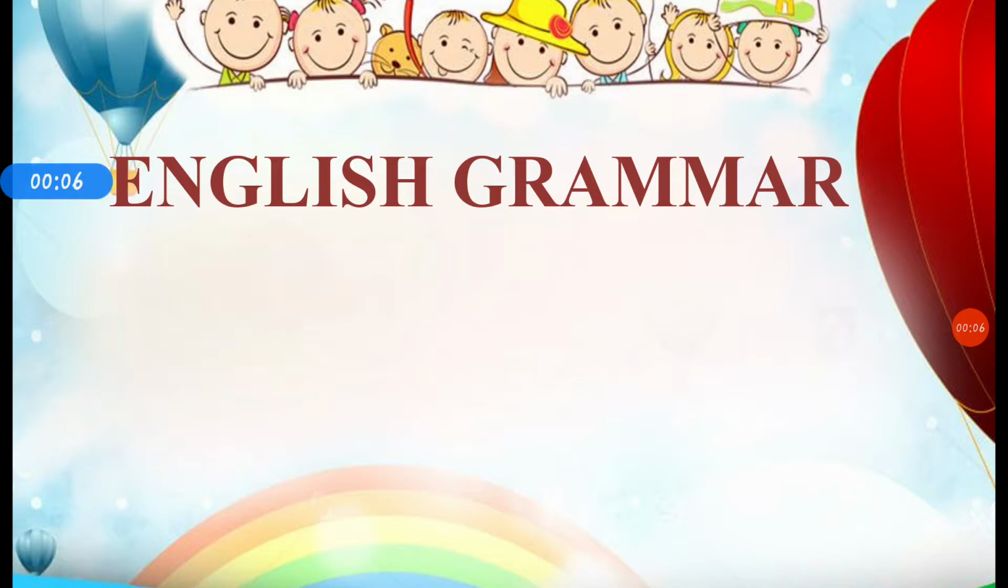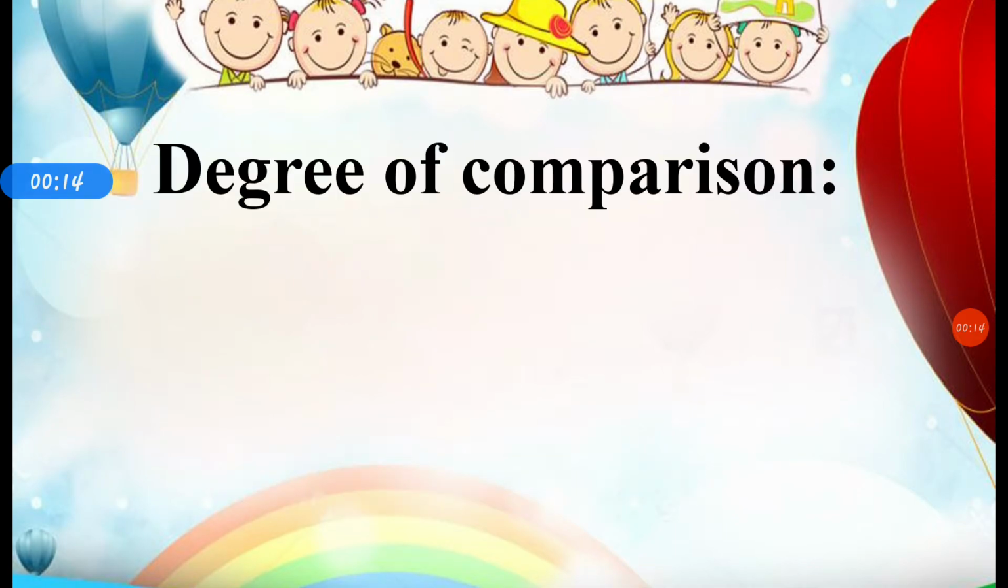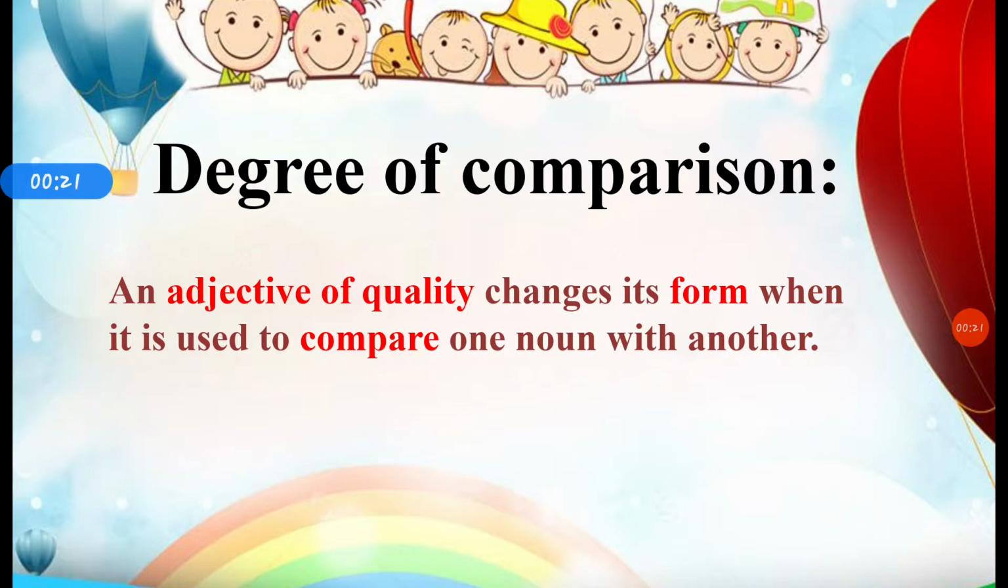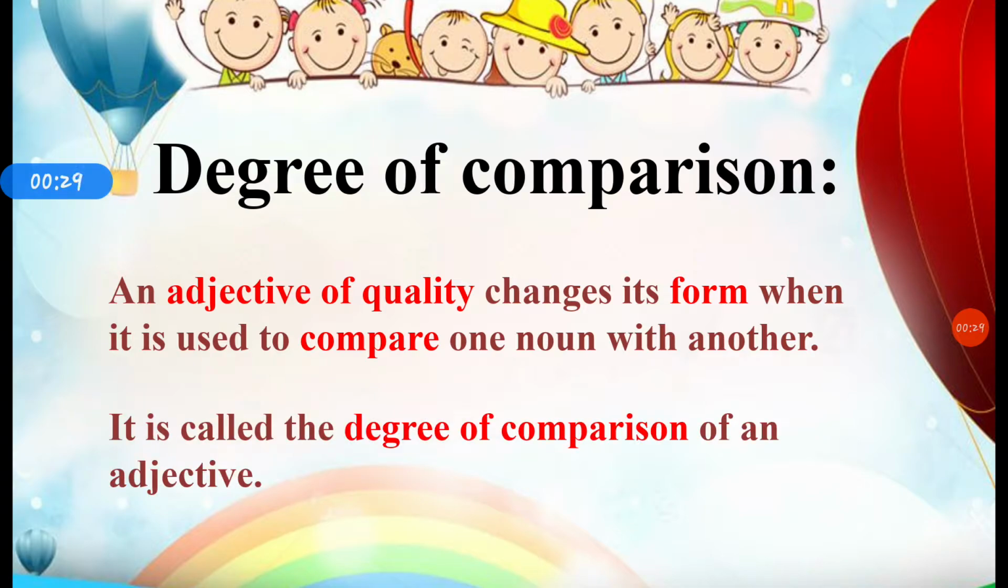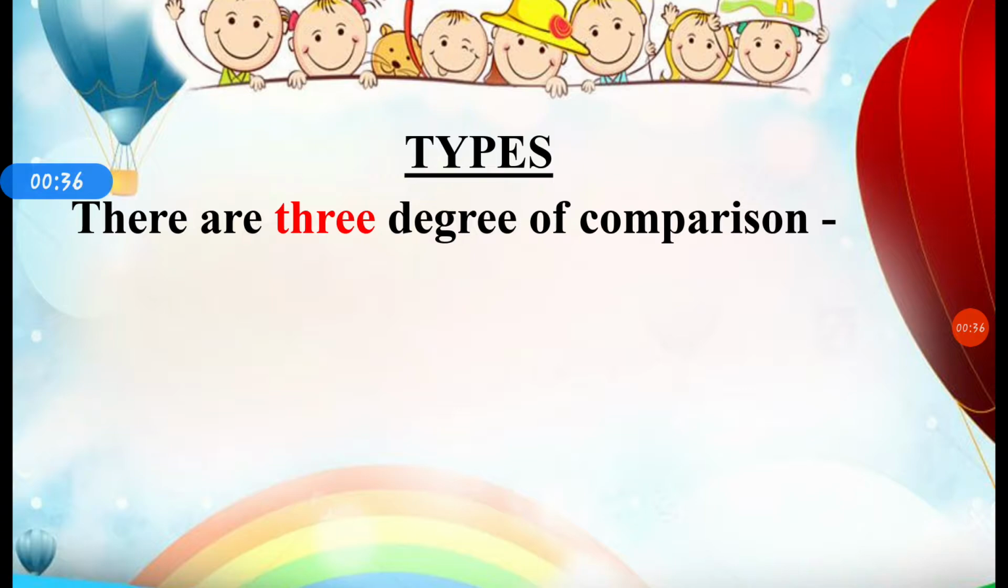Today we are going to learn a new topic in English grammar, that is degree of comparison. First, see what is degree of comparison. An adjective of quality changes its form when it is used to compare one noun with another. It is called the degree of comparison of an adjective. There are three types of degree, or you can say there are three degrees of comparison.